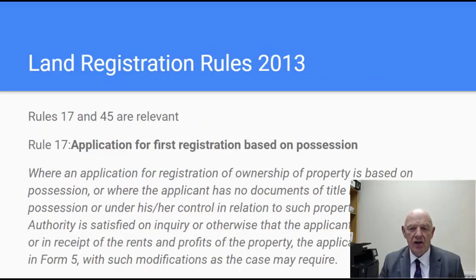Land Registration Rules of 2013 are the relevant rules. Rules 17 and 45 are the specific ones. So application for first registration based on possession is Rule 17. Where an application for registration of ownership of property is based on possession, or where the applicant has no documents of title in his or her possession or under his control, and the authority, that's the Property Registration Authority, is satisfied on inquiry or otherwise that the applicant is in possession or in receipt of the rents and profits of the property, the application may be made in Form 5. So Form 5 is the necessary form to make an application to the Property Registration Authority to be registered as the owner based on possession.